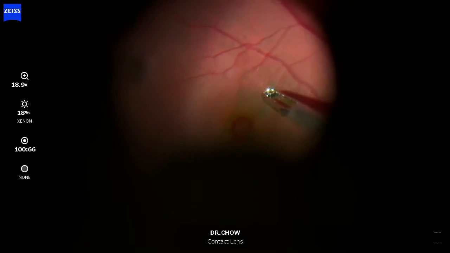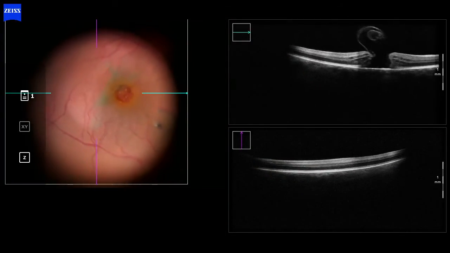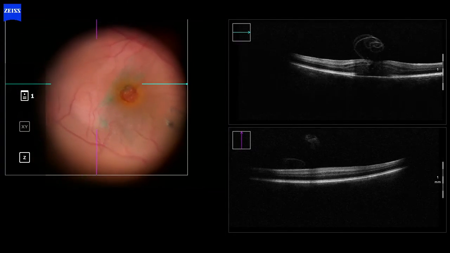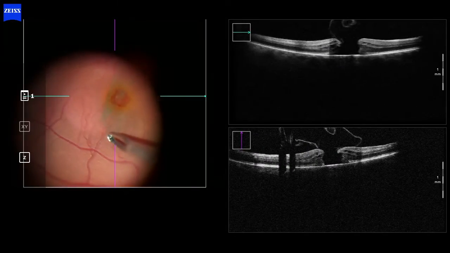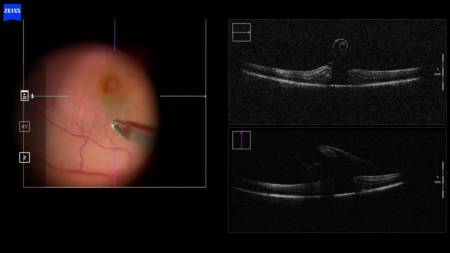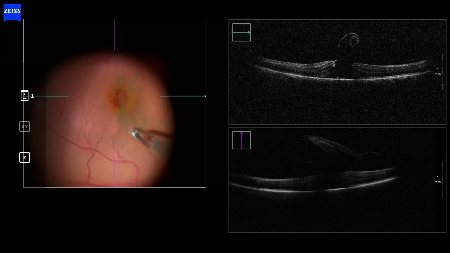As the ILM flap creation continues and we get close to the temporal edge of the hole, we use the intraoperative OCT to allow us to identify if the edges of the hole are being lifted and the adhesion is being liberated, as we can see in this slow-mo clip of the maneuver.